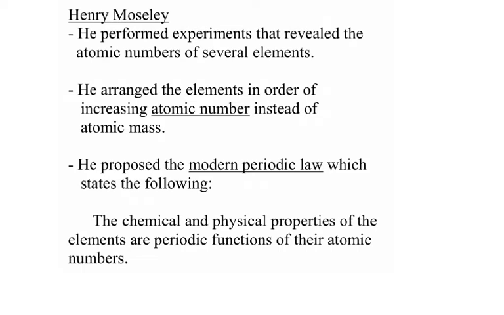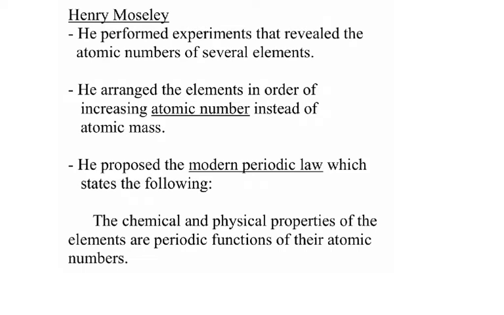Now, what happens under Moseley's periodic table, which happens to be today's periodic table, is that the elements you will see are grouped into what we call families. And one of the things that I'm going to illustrate is that if you belong to a family, you share similar physical and chemical properties with all the members of that family. And this is proposed as the modern periodic law.